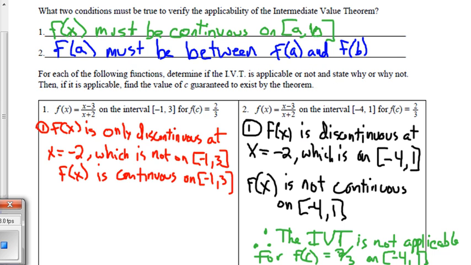So let's write that down. As we said, the first one is continuous, so we'll move on to the second condition. But for the second interval from -4 to 1, -2 is in that interval. Therefore, the function f of x is not continuous. Therefore, the intermediate value theorem is not applicable for f of c equals 2/3 on the interval -4, 1. So now let's go back to number 1. We know that it's continuous, so now we have to check whether f of c is between f of -1 and f of 3.